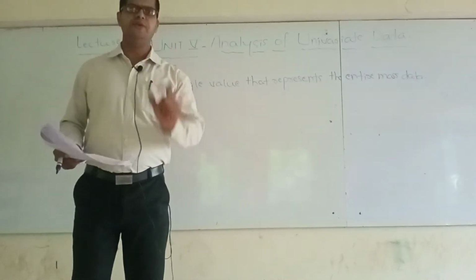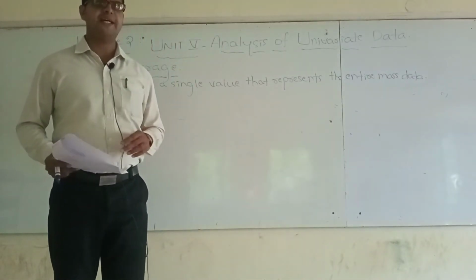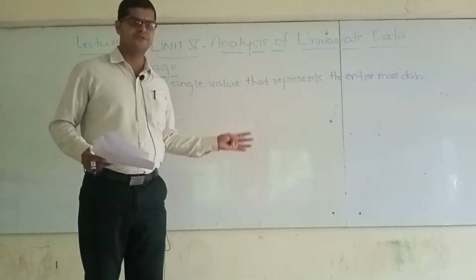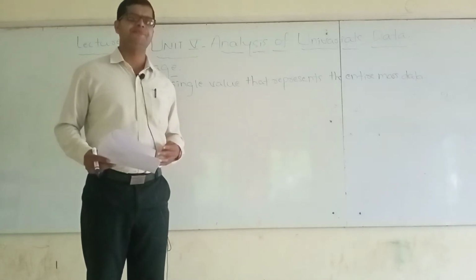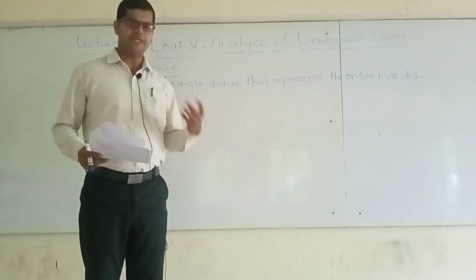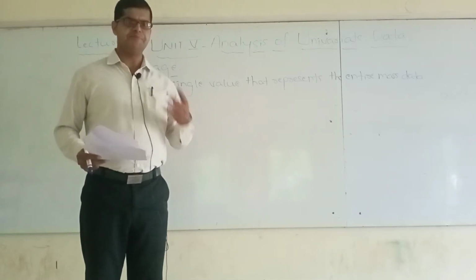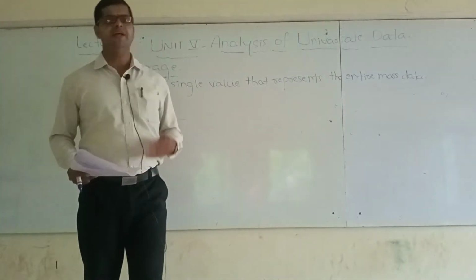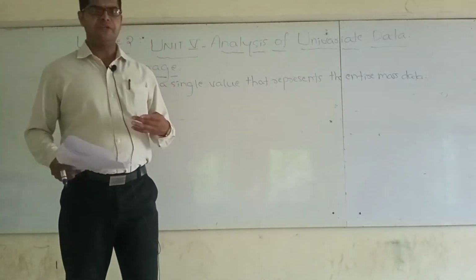The single value you are getting, of course yesterday I took the example of scores of 5 students A, B, C, D, E. 50 marks for A, 50 marks for B, 50 marks for C, 50 marks for D, 50 marks for E. Correct?